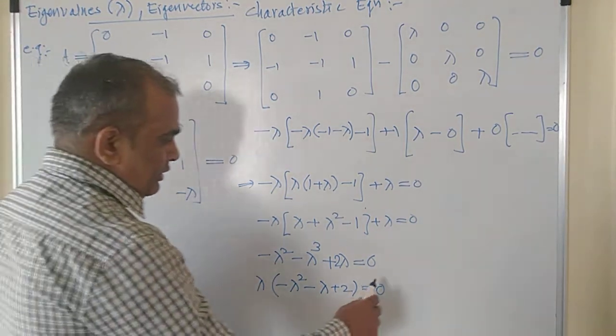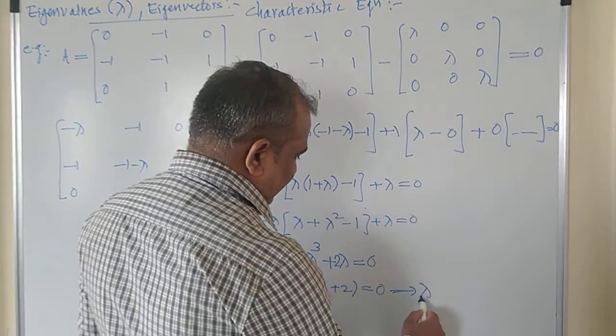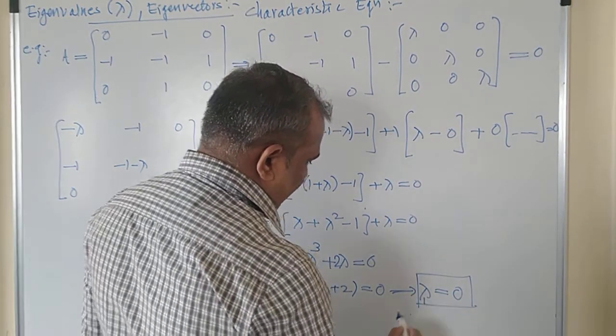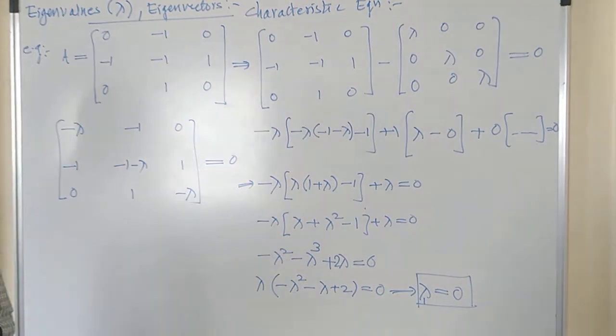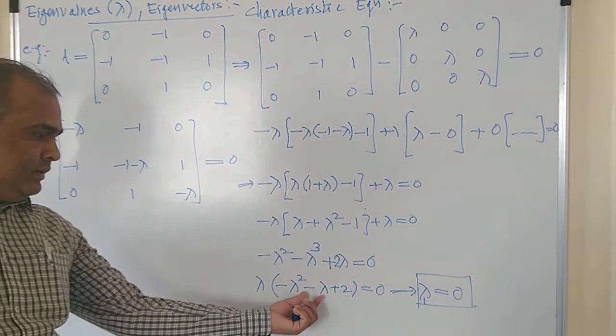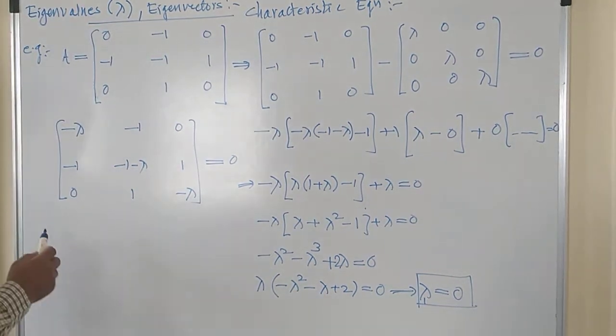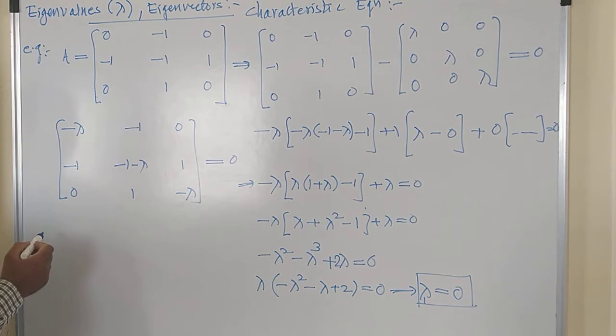This will give you the value of lambda equals 0. The first eigenvalue, let me indicate with lambda 1. So lambda 1 is equal to 0. To calculate the other two values, this is an algebraic equation, so you can use the formula minus b plus minus square root of b square minus 4ac upon 2a.